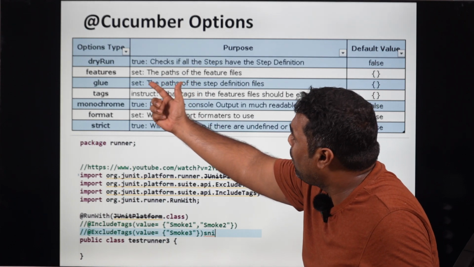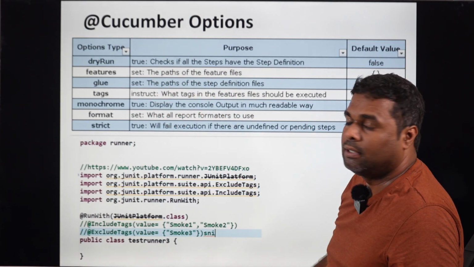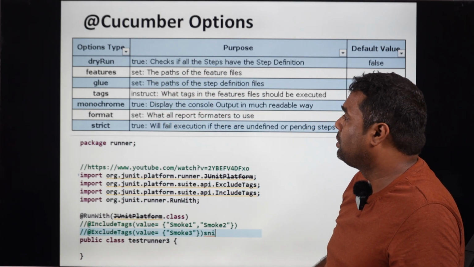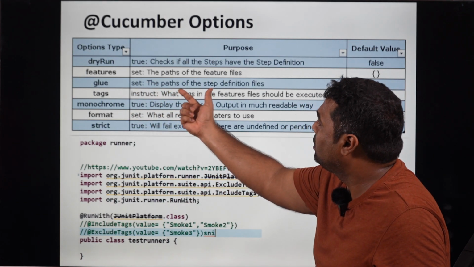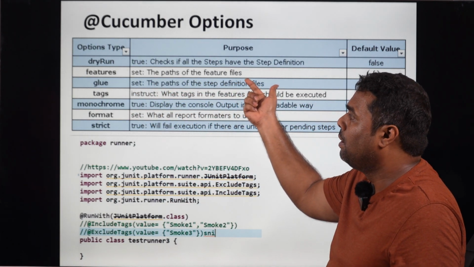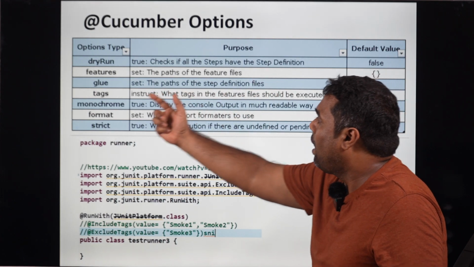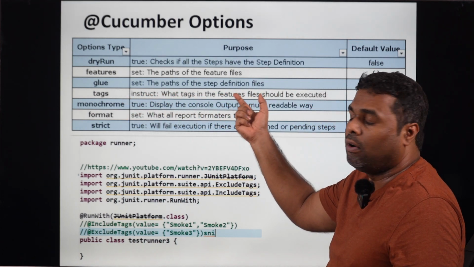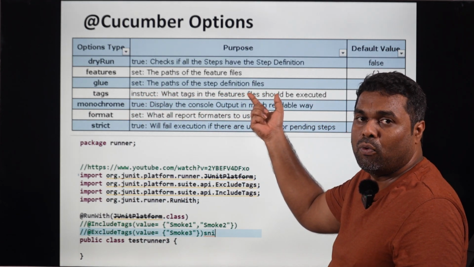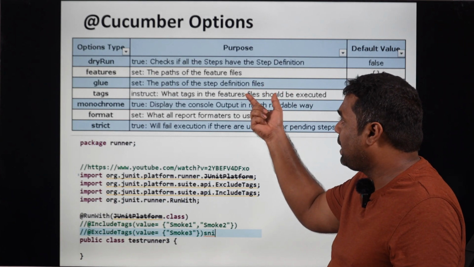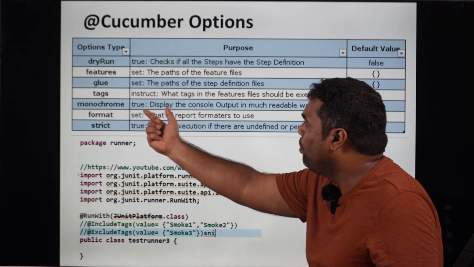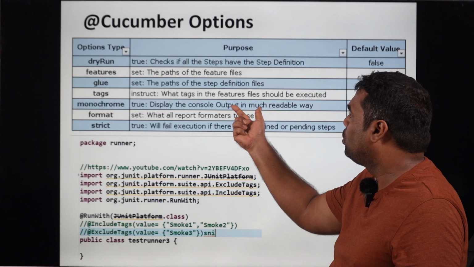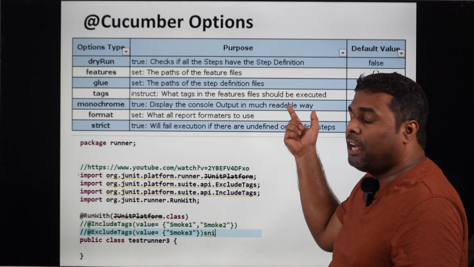Features: you have to set the path of the feature files, which feature file you want to execute. And glue defines the path of the step definition package name. And tags: what kind of group of scenarios you want to execute, you have to specify the tag names. Monochrome is equal to true. It displays the console output in a much more readable way.